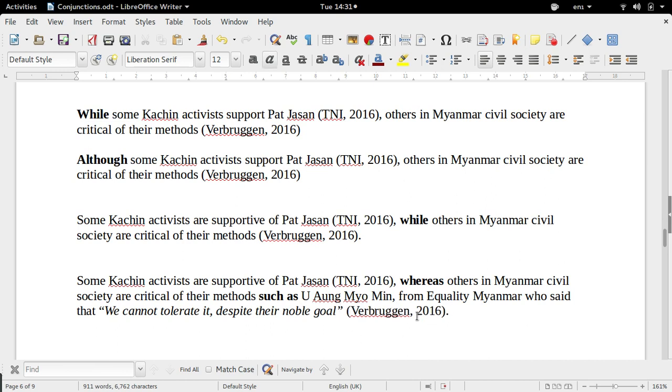Okay. So there we are, a quick lesson on putting your notes into longer sentences and using conjunctions to link those ideas together. Okay, thank you very much.